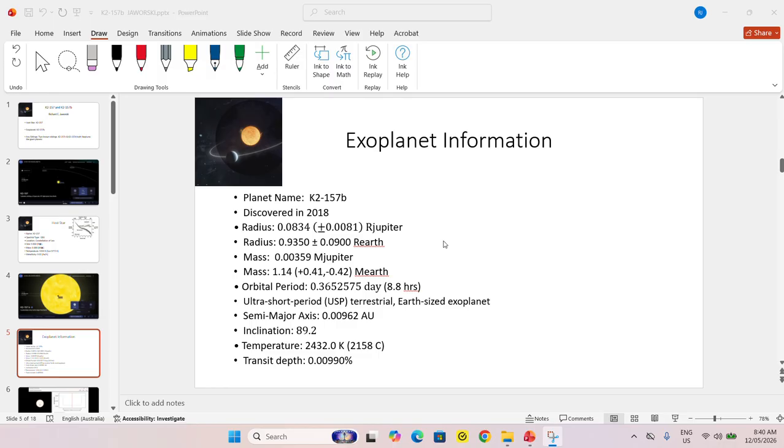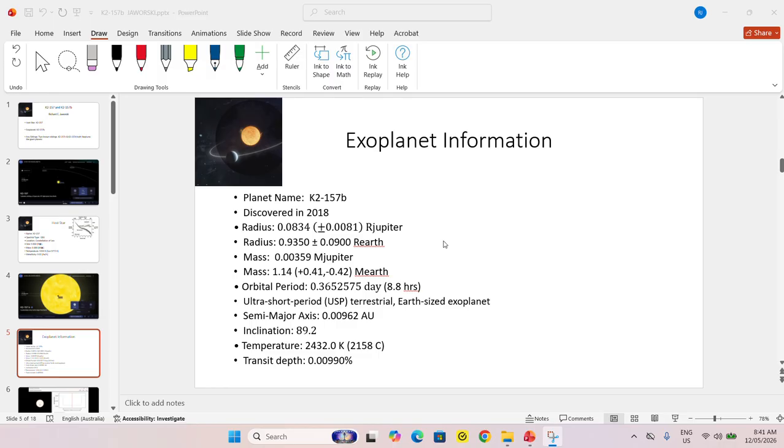Its radius is 0.0834 that of Jupiter's, and its radius is 0.9350 that of Earth, so a bit smaller than the Earth. Its mass is 0.00359 times the mass of Jupiter, and it's slightly more massive than the Earth at 1.14 times the Earth's mass. It has a very short orbital period of only 8.8 hours, and that is equal to 0.3652575 days. And it's regarded as an ultra-short period terrestrial, Earth-sized exoplanet.